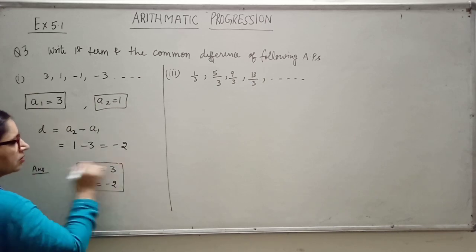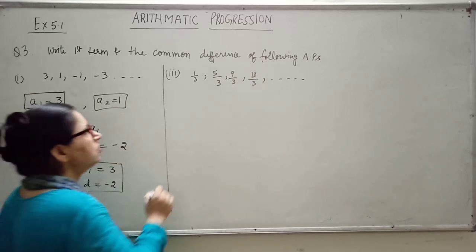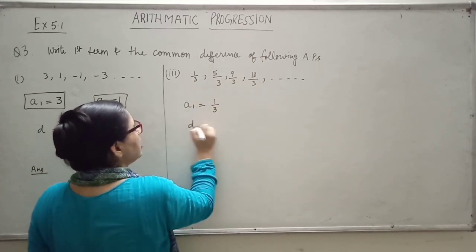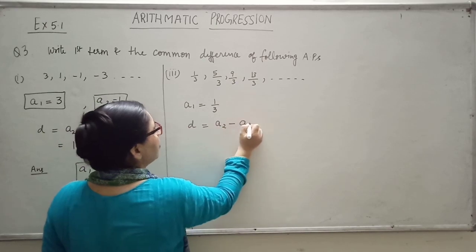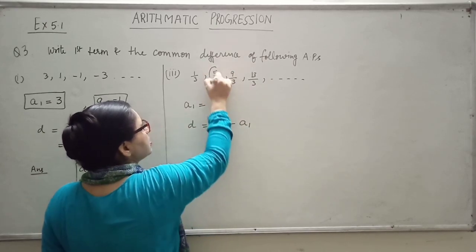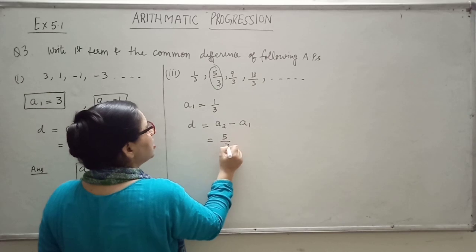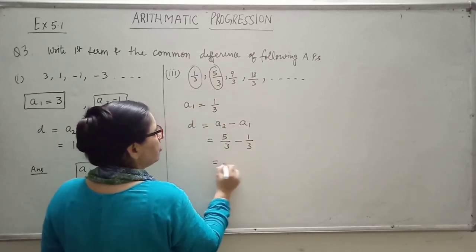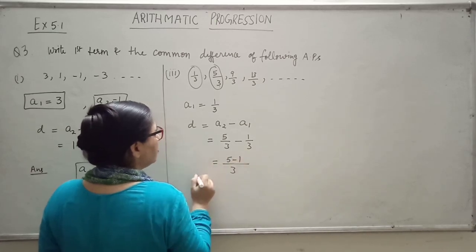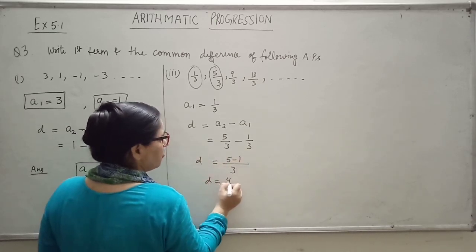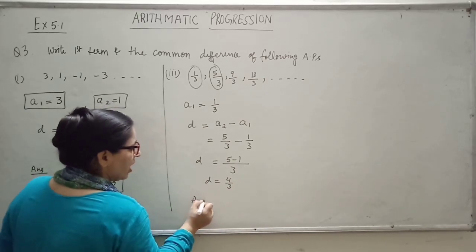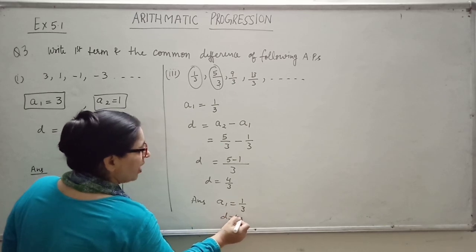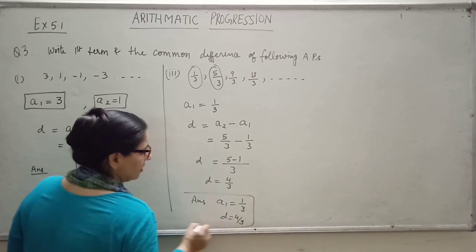This is your answer. Now come to this question. In this question, what is the first term? That is 1 by 3 and D is equal to A2 minus A1. What is A2? This is A2, 5 by 3, minus A1, which is 1 by 3. So D will be 5 minus 1, that means 4 by 3. So the answer is A1 is 1 by 3 and D is 4 by 3. This is your answer.